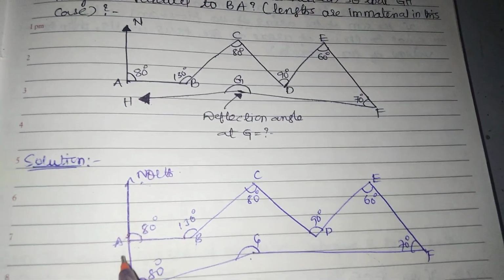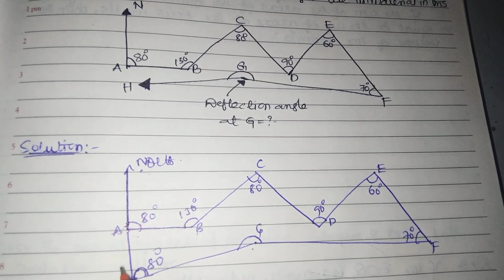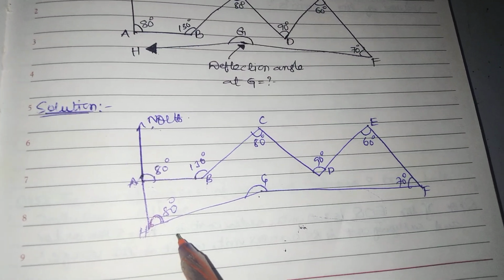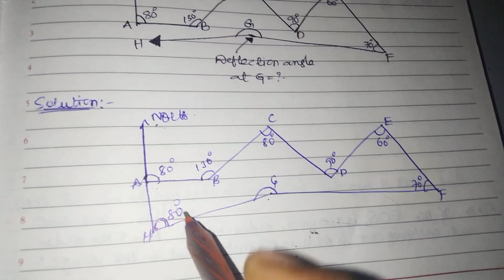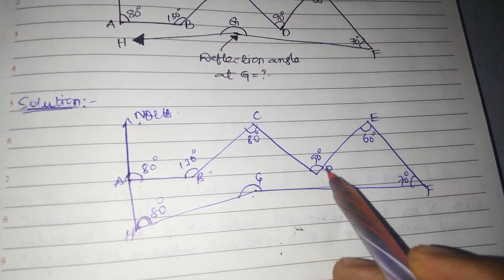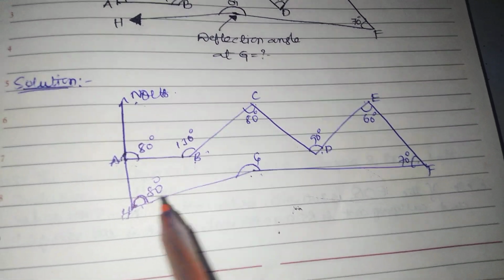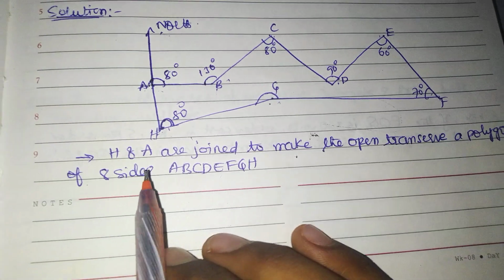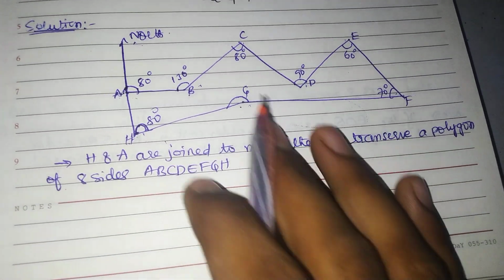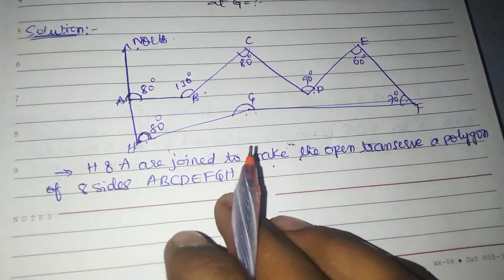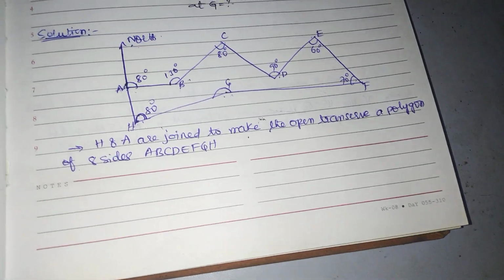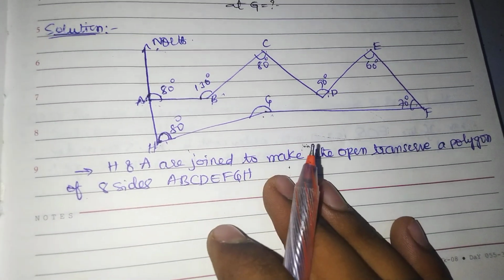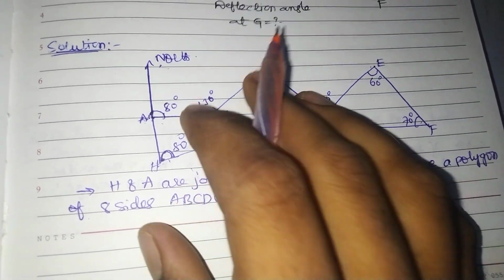So we have to join H and A. For that, it makes an 8-sided polygon, like 1, 2, 3, 4, 5, 6, 7, 8. So H and A are joined to make the open traverse a polygon of 8 sides, ABCD and so on. For that polygon, we have a formula for the sum of internal angles of a polygon.